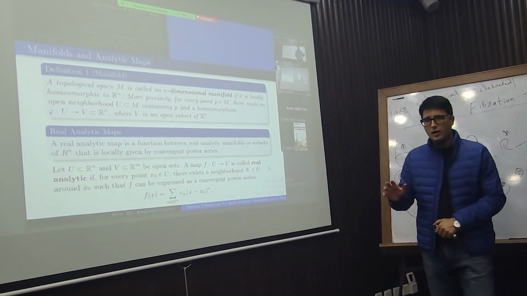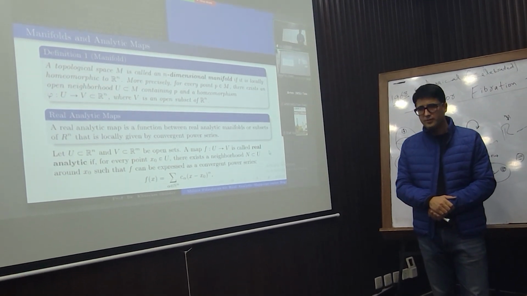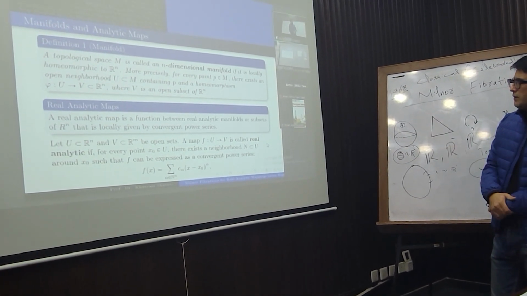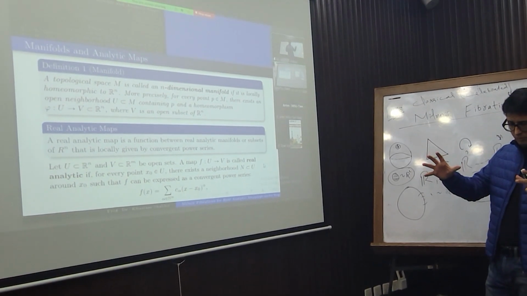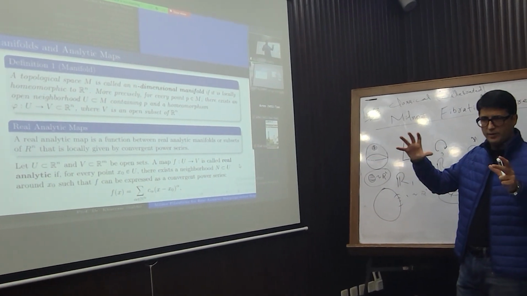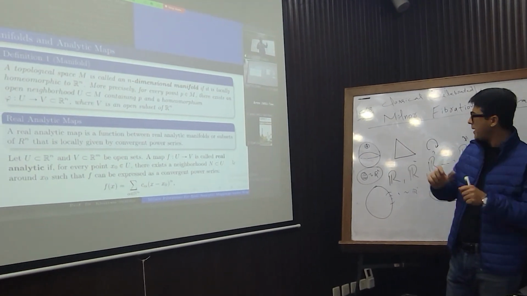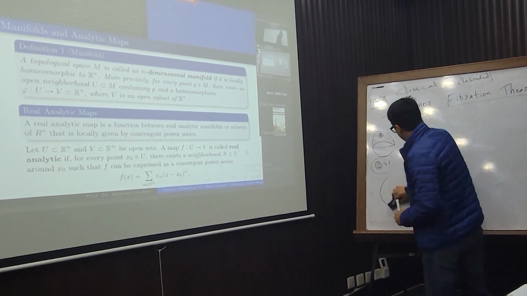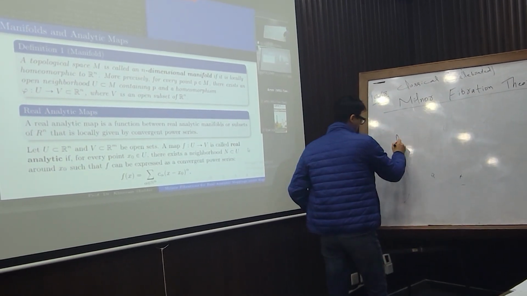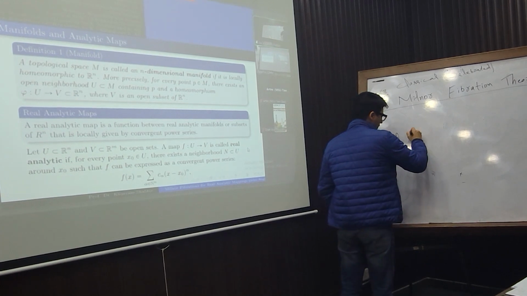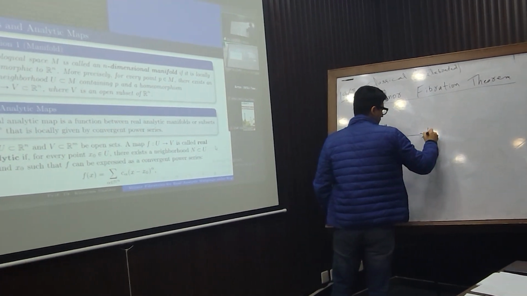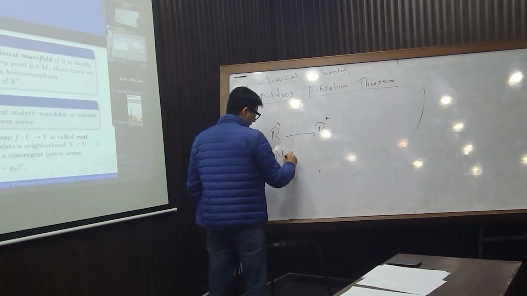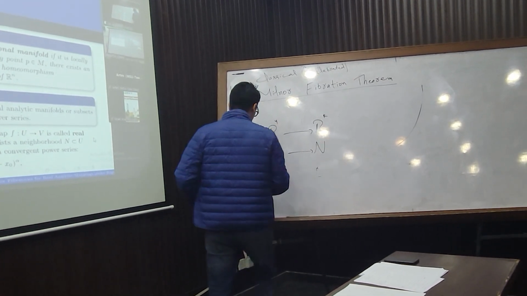So the next is about the real analytic maps. Real analytic maps are maps between two manifolds. Once you have manifolds, then there is a map between these two manifolds. For instance, F is a map from Rn to Rk, or you can take it more generally from M to N, right?